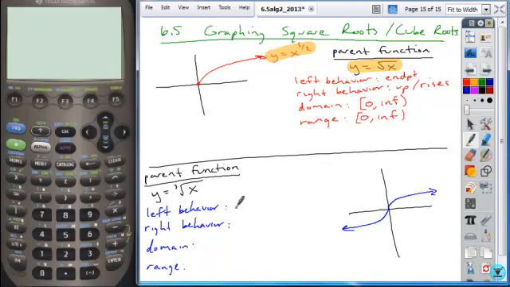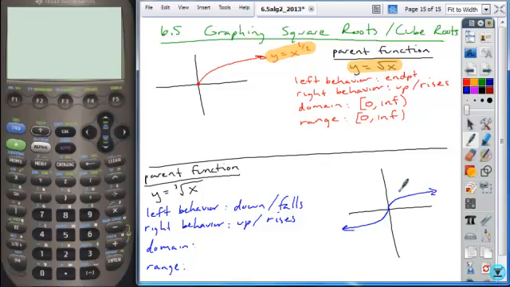And so what do you see to the left? As we move to the left, does this graph go up or down? Again, as we trace it to the left, we are going down, so it falls or goes down to the left. What about the right behavior? It goes up or rises to the right.